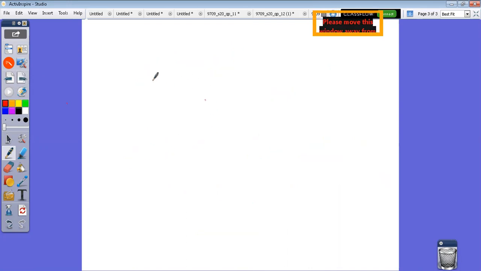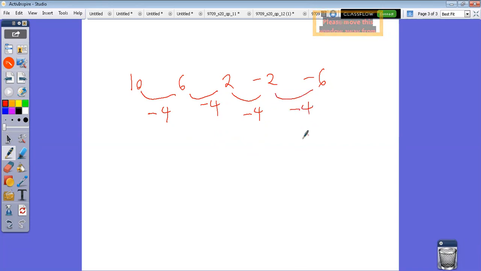Let's look at another one. Maybe it will make sense just now. If I have 10, 6, 2, I'm subtracting 4 each time. Here you are subtracting 4, there you are again taking away 4, and there you are taking away 4. So it follows a minus 4n multiplication table.